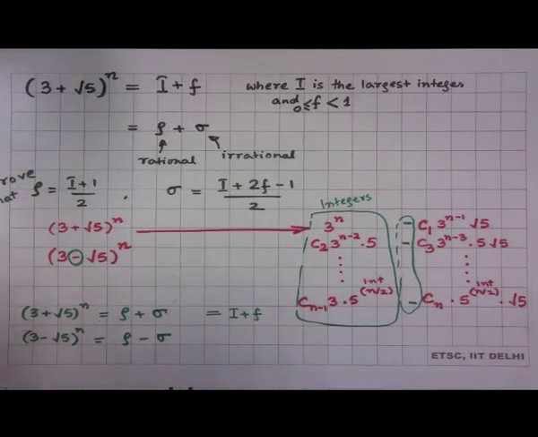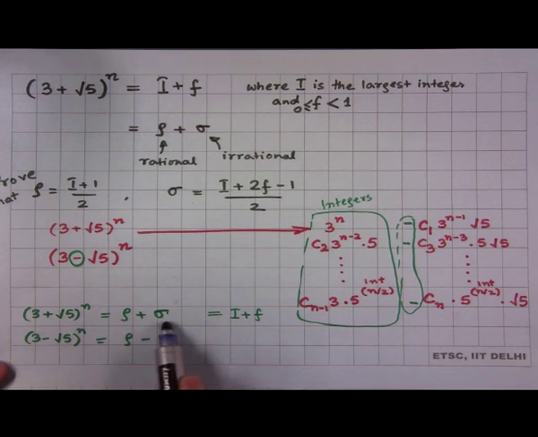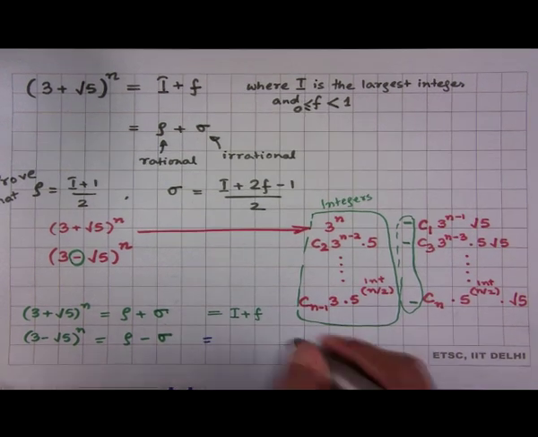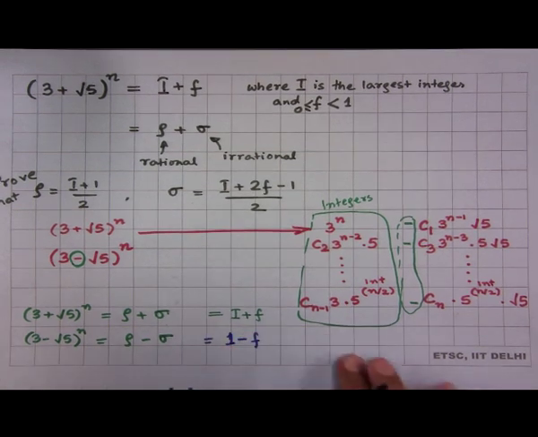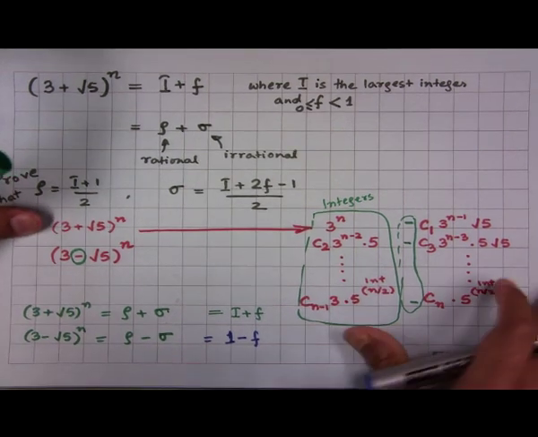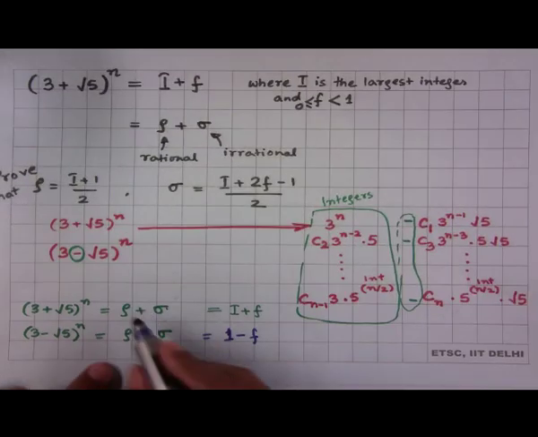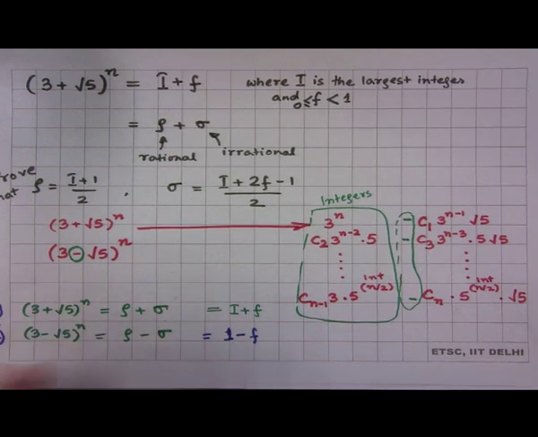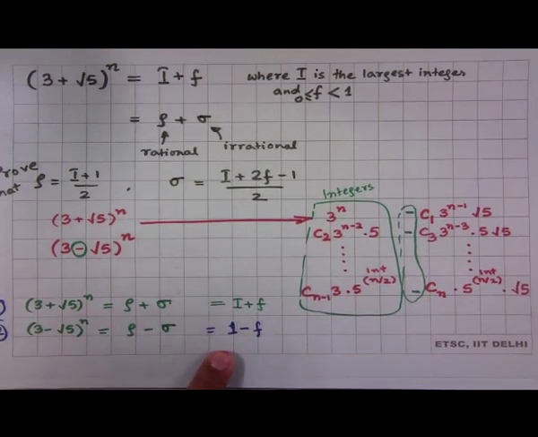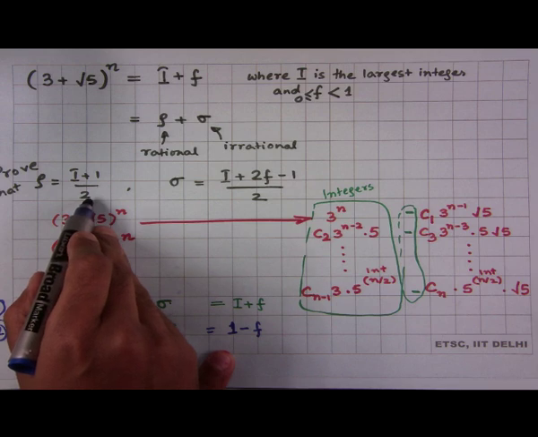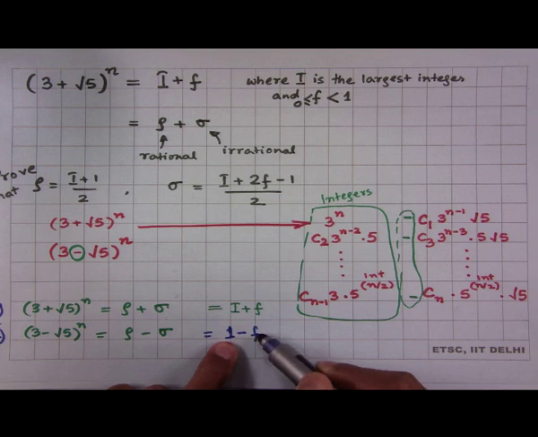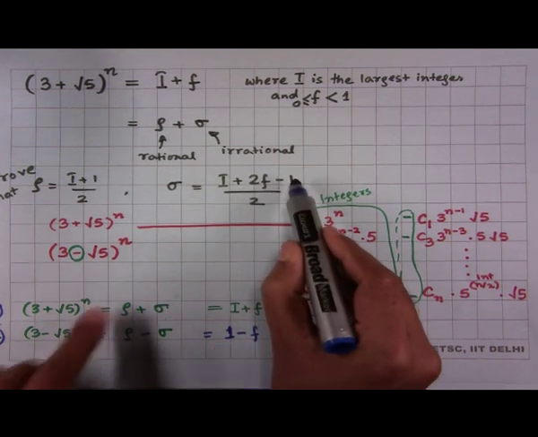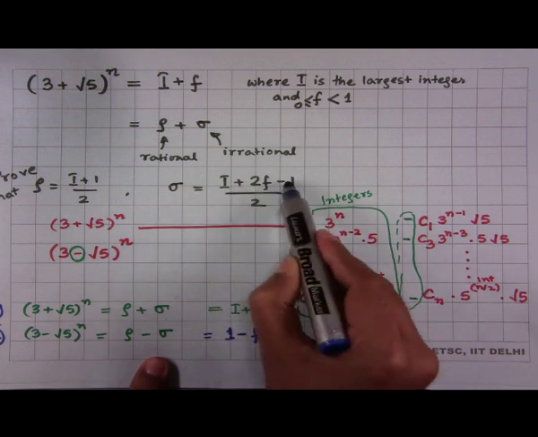So, let us go back where I was doing this. 3 plus root 5 whole power n is rho plus sigma, which is I plus f. 3 minus root 5 whole power n is rho minus sigma, and this is nothing but 1 minus f, because the integer part is 0, right. Now, you add and subtract. You add equation 1 to equation 2, you get 2 times rho is equal to I plus 1, and therefore, rho is equal to I plus 1 by 2. You subtract 2 out of 1, you get I plus f minus 1 plus f. So, I plus 2 f minus 1, and that is equal to 2 sigma, which means sigma is I plus 2 f minus 1 by 2.